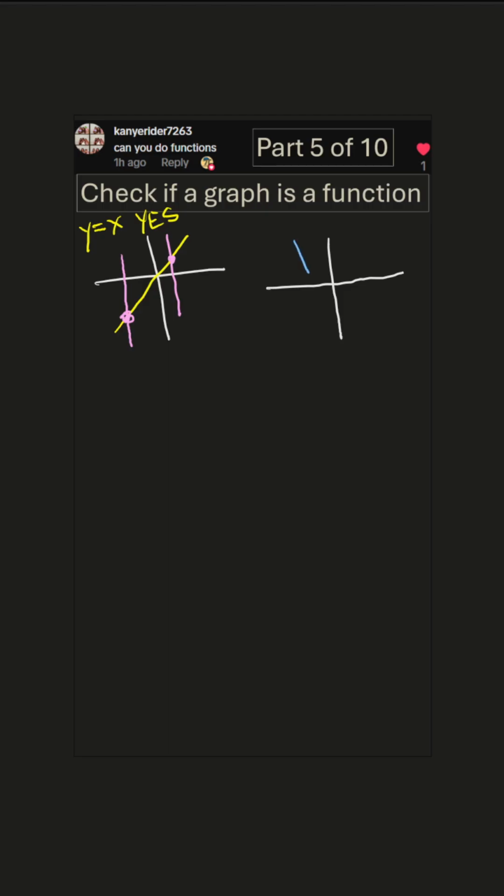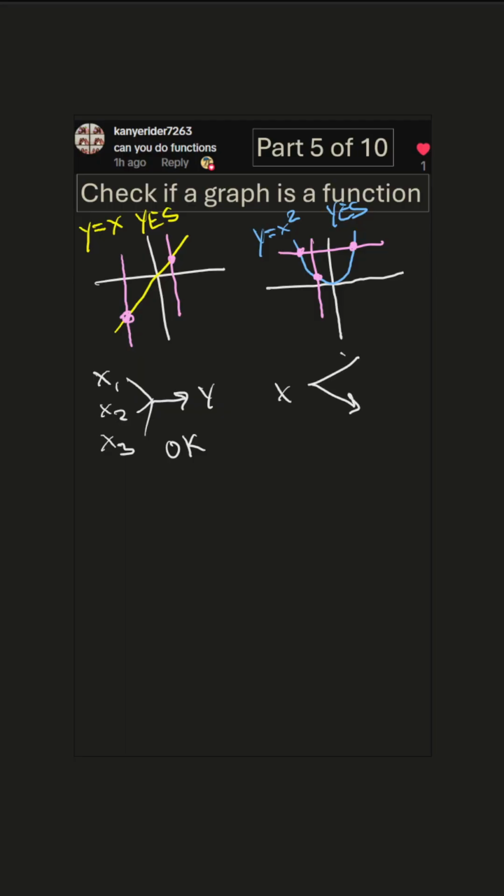Here's another one. Looks like this. What do you think? That's y equals x squared. It's a parabola. Is that a function? Yes, it is a function. It passes the vertical line test. Now notice it fails the horizontal line test because it has two places where it crosses, and that's okay. Let me show you why. If you have multiple inputs, multiple x values that all go to the same output, the same y, that is okay for it to be a function. But if you have one input that goes to multiple outputs, multiple y values, that is not okay. That is not a function.